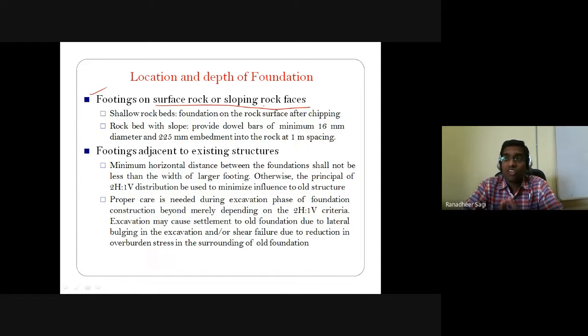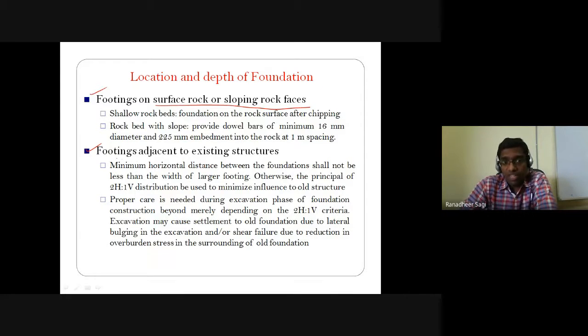And in case you are constructing your foundation on a sloping surface of your rock bed, then in the structural aspect, you should try to provide what are called dowel bars to have a proper stable connectivity between the rock bed and the footing, so that instability of your foundation does not come into the picture because of the sloping rock bed you are encountering.